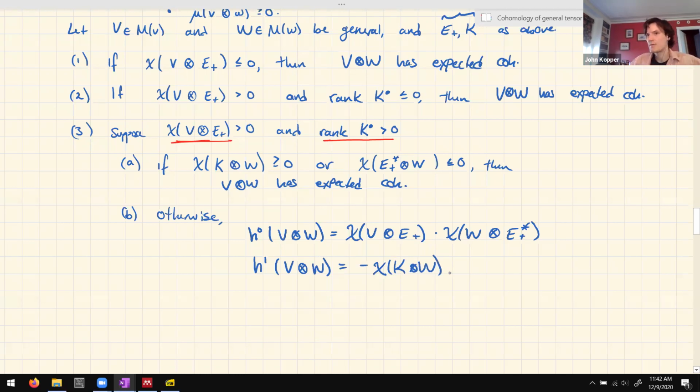Okay, so that's the theorem. The theorem says that outside of the very specific conditions of the tensor products having various Euler characteristics, I have the expected cohomology. And only in this somewhat rare, it turns out, case do I actually have the unexpected cohomology. And it's given precisely by this formula. So that's the statement of the main theorem. Any questions about that?